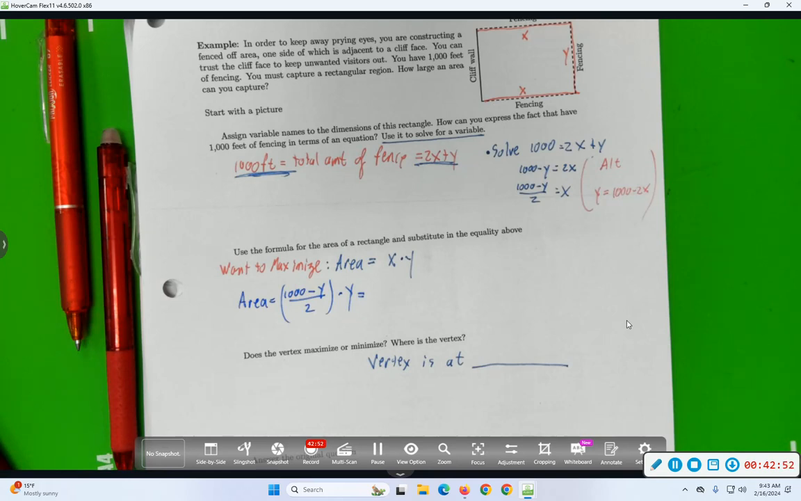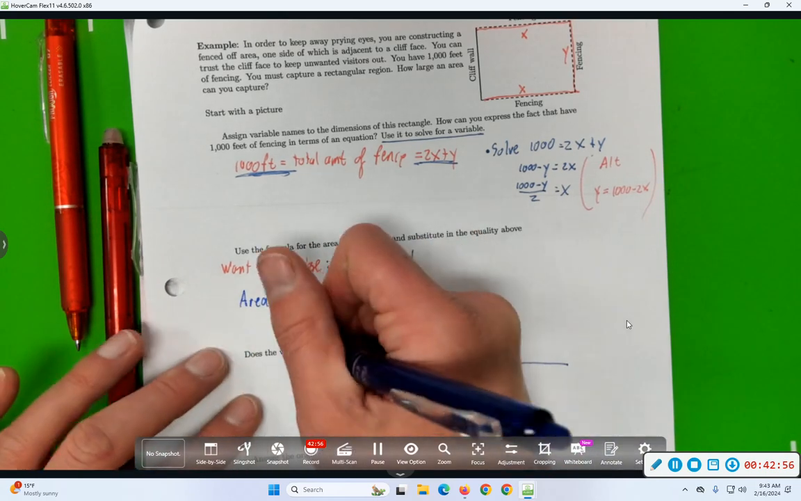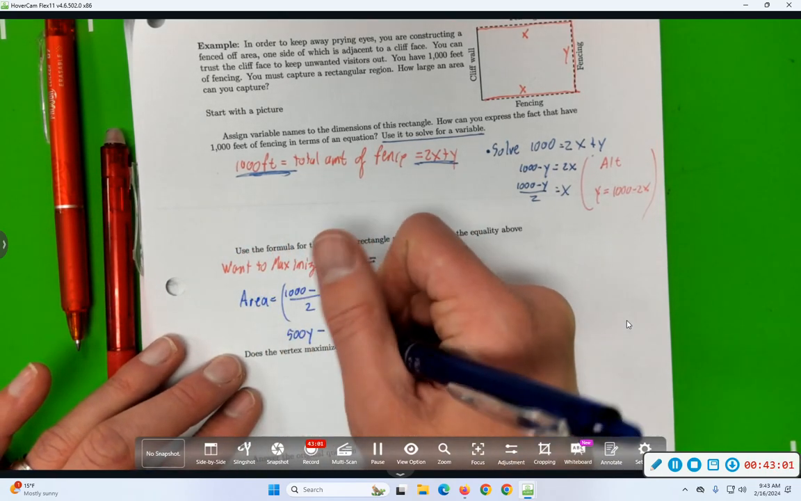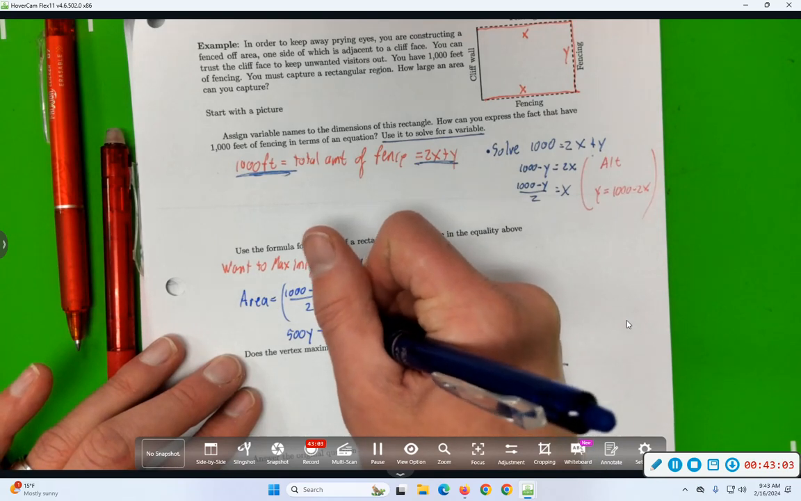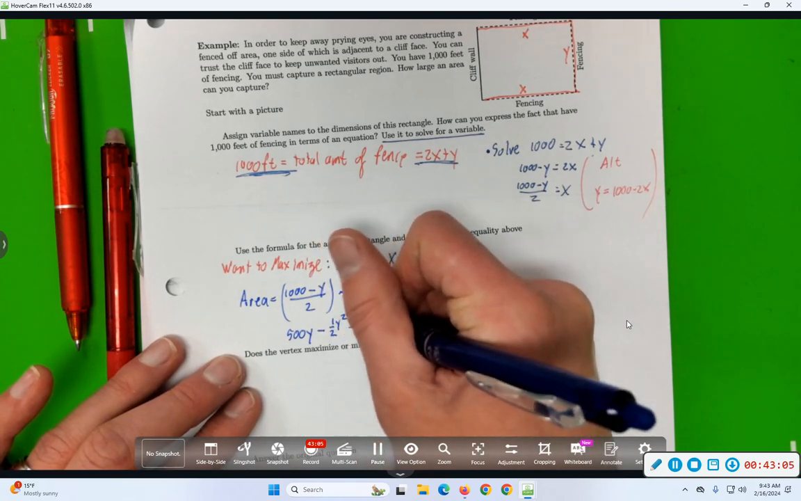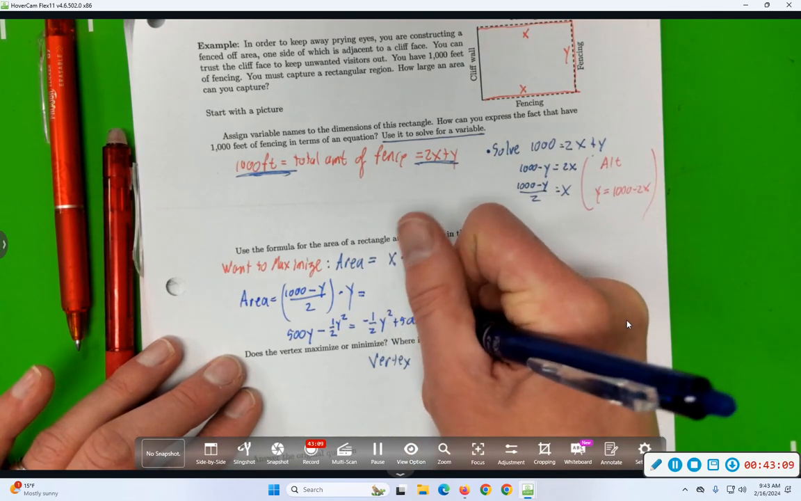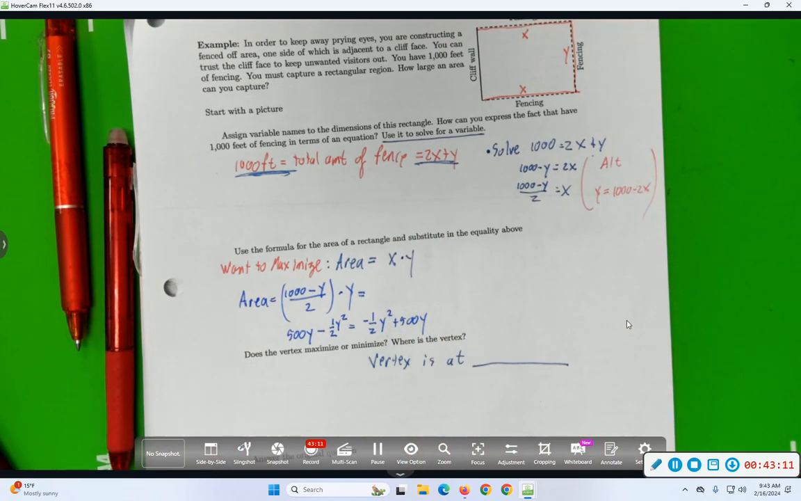That seems in line with what people did. So let's do that. 1,000 divided by 2 is 500. 500y minus y squared, but there's a 1/2 next to it. Cool. That feel pretty good? Is that in the needed form? Yeah, the variable is y instead of x, but who cares?